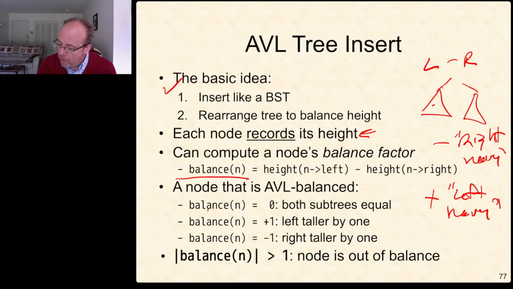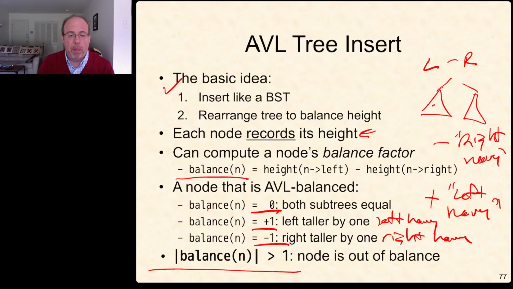So a node is AVL balanced if and only if its balance is either 0, which means both subtrees are equal in height, positive, which means left is taller by 1 or left heavy, or negative, which means right is taller by 1 or right heavy. And if the absolute value of the balance is greater than 1, so if it's +2 or bigger, or -2 or smaller, then that node is out of balance and we have to fix it.